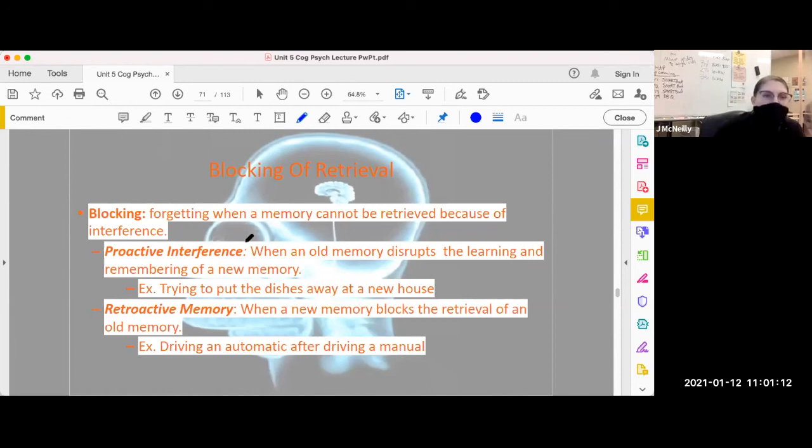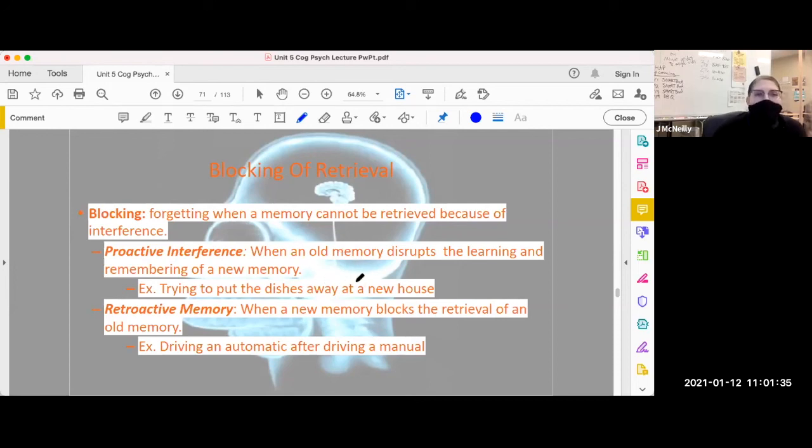Okay, proactive interference is when a past memory disrupts a new memory. So if you're used to putting away your dishes in certain drawers at your old house, but then you move and the kitchen layout's different and the drawer layout is different, then you've got to remember, okay, which cabinet do I put the cups in? Where do I put the forks and what have you?